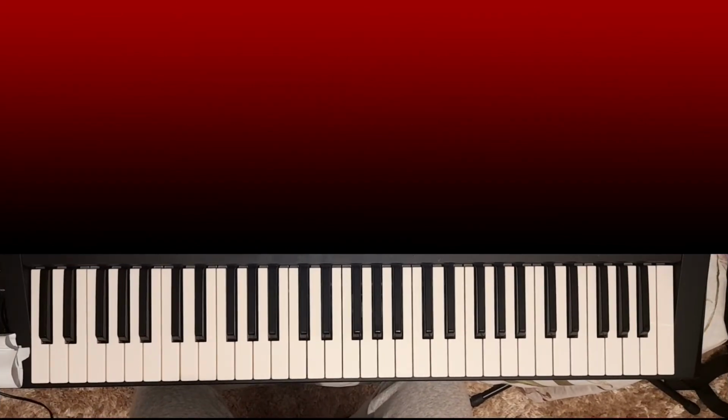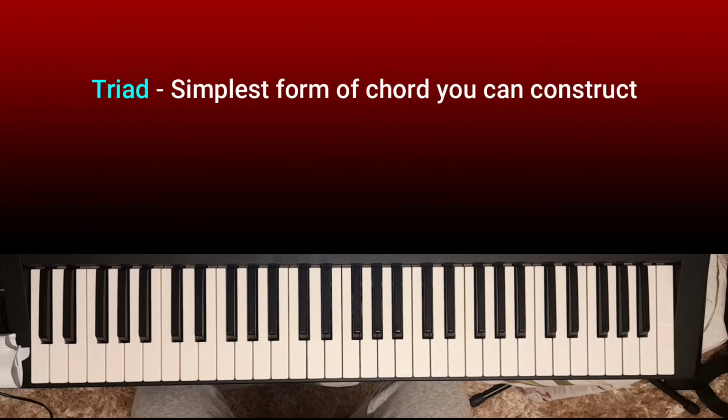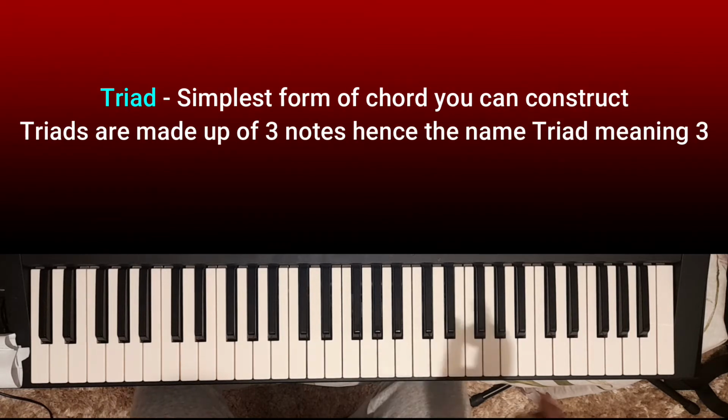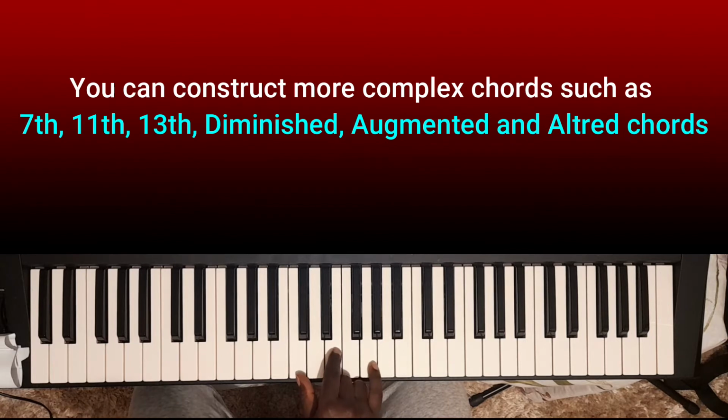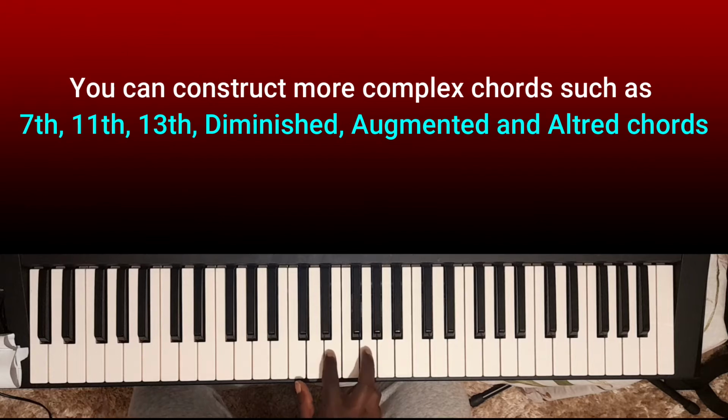So the easiest chord, or the simplest chord you can construct, is called a triad. And a triad is made up of 3 notes. So for example, in the key of C, the simplest C chord will be this. So that's the simplest chord you can make. You can make other, more complex chords such as a 7th chord, but the simplest you can make is a triad, which is made up of 3 notes.